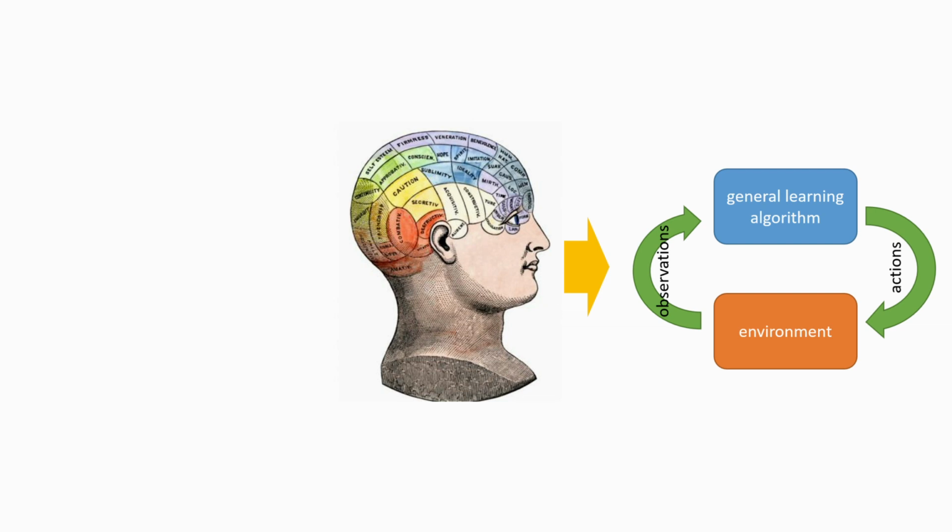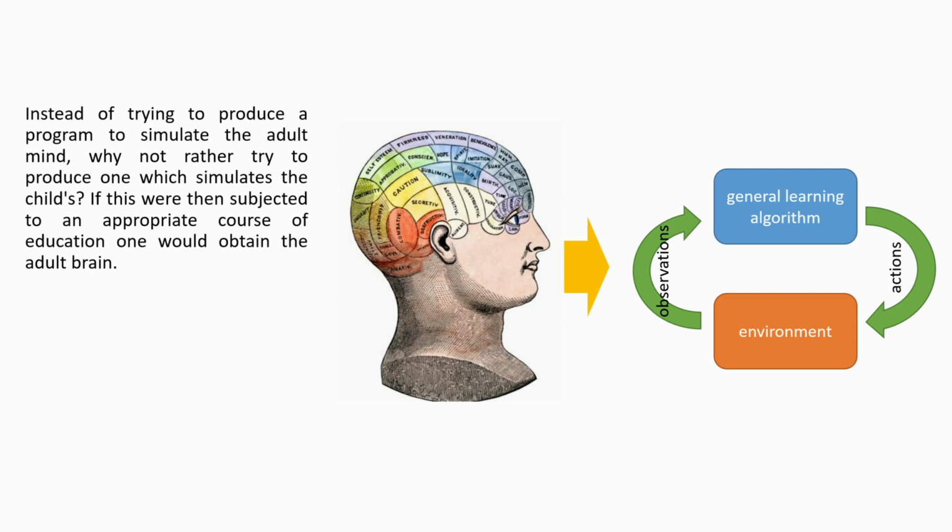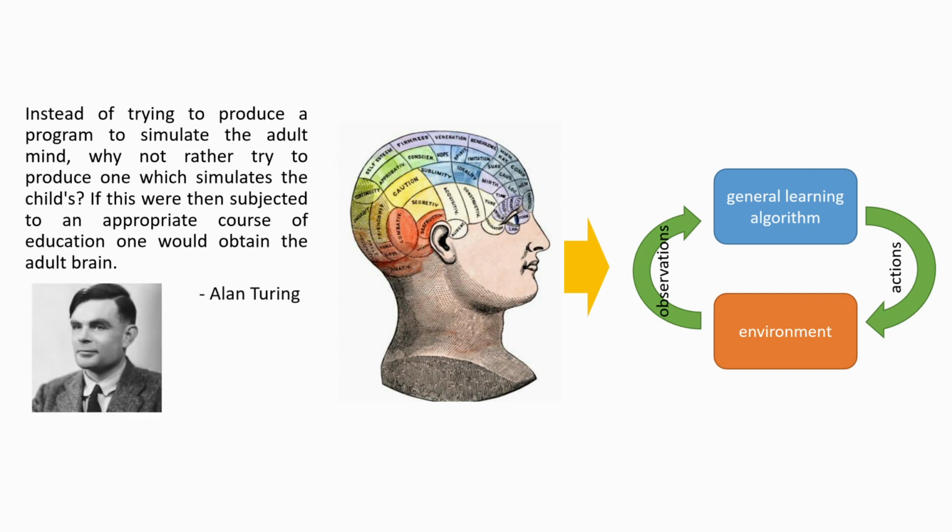In fact, the idea that a learning machine, a universal learning machine, can acquire behaviors that resemble biological intelligence is very, very old, as old as computing itself. And this is a quote that I like very much on that topic. "Instead of trying to produce a program to simulate the adult mind, why not rather try to produce one which simulates the child's? If this were then subjected to an appropriate course of education, one would obtain the adult brain." Now, this is a quote from Alan Turing.